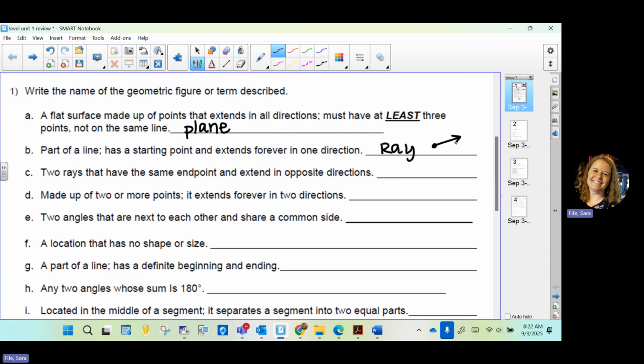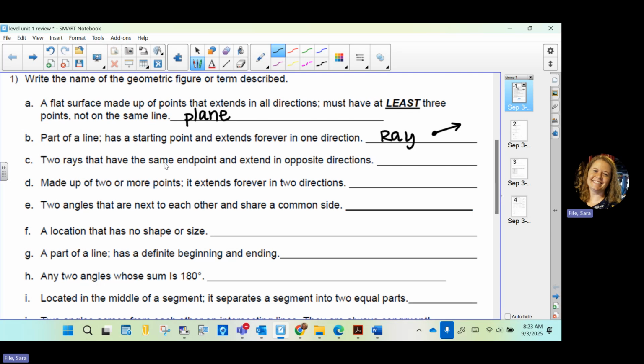Two rays that have the same endpoint and extend in opposite directions. This one might be tougher to grasp immediately, and think about this when you're doing matching with vocab too. You can skip it and come back to it if there's one you're unsure of, because some of y'all may visualize part of this correctly, but not quite all of it. So I'm actually going to come back to that one with you because I want to explain some things on it.